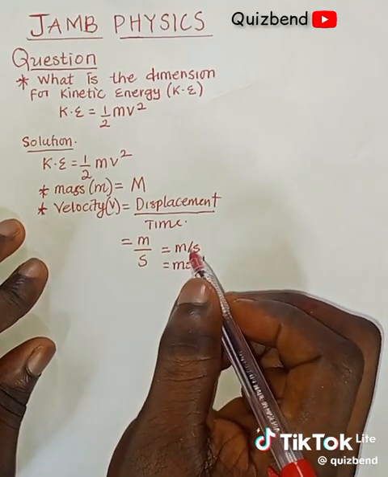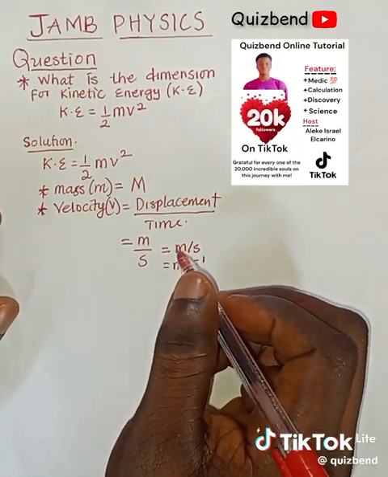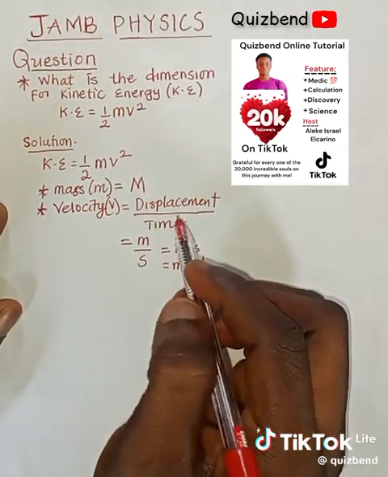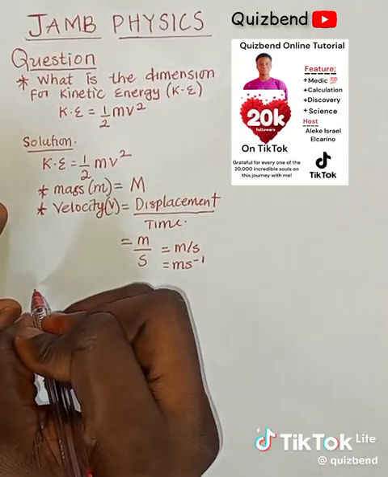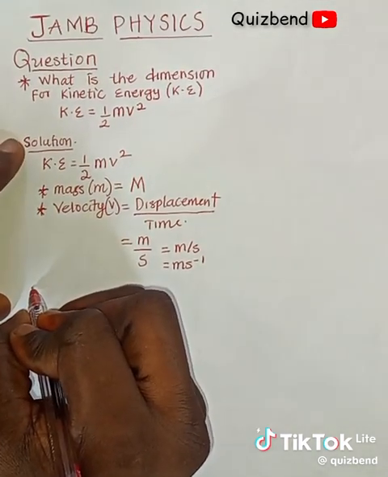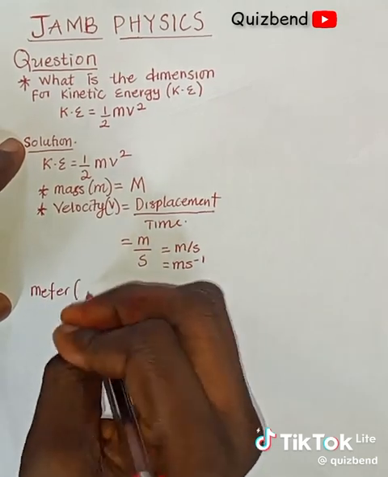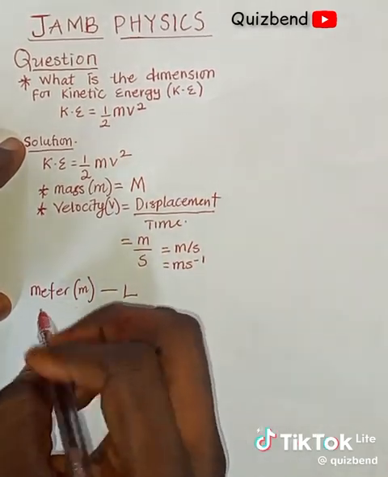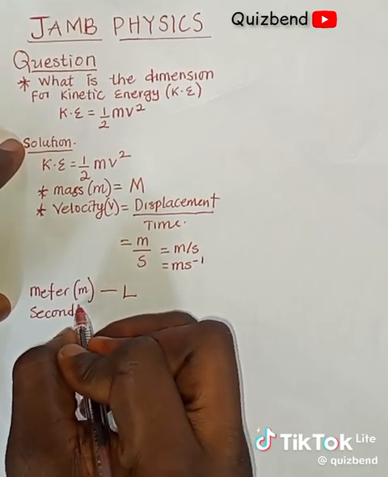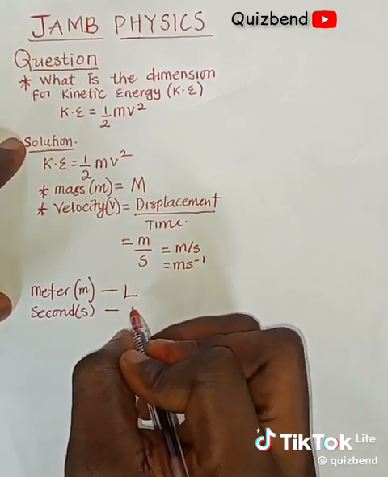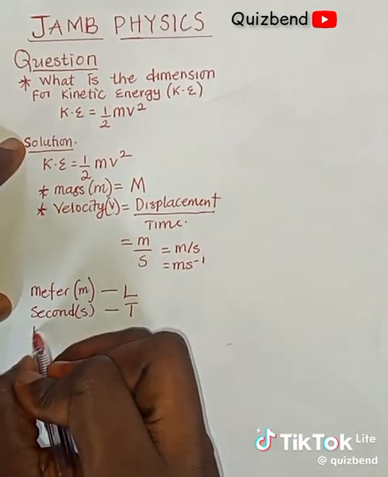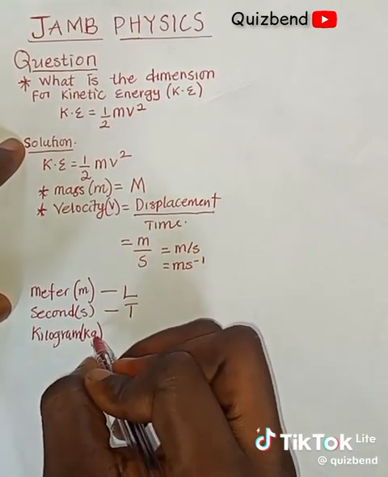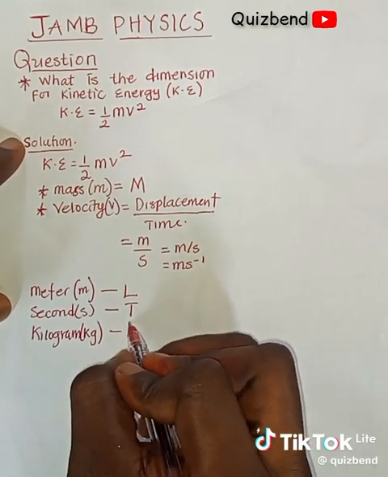From here you can determine the dimension for meter and seconds. Now I want to leave you with some basic dimensions you need to know before you can solve any question under dimension in physics. For the unit of length, which is meter, the dimension is L. For the unit seconds, S, the dimension is capital letter T. For the unit kilogram, the symbol is kg, the dimension is capital letter M.